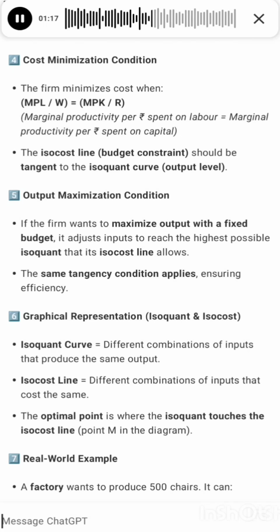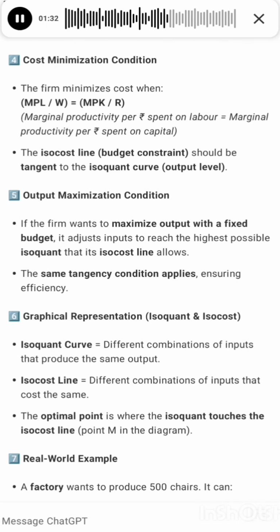5. Output maximization condition. If the firm wants to maximize output with a fixed budget, it adjusts inputs to reach the highest possible isoquant that its isocost line allows. The same tangency condition applies, ensuring efficiency.